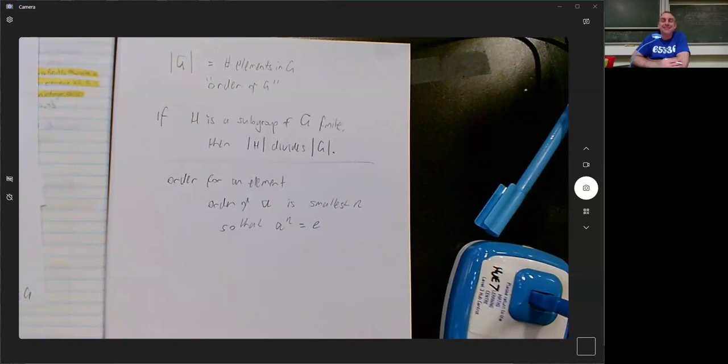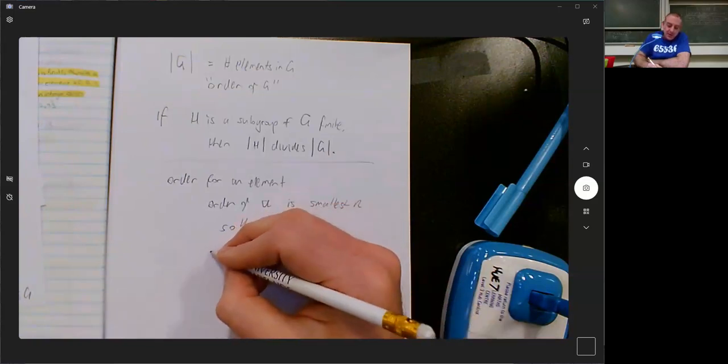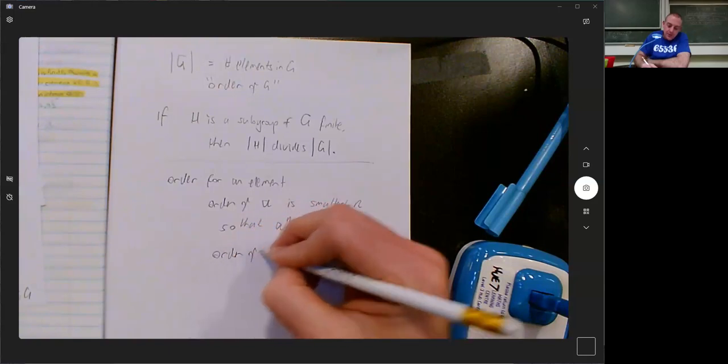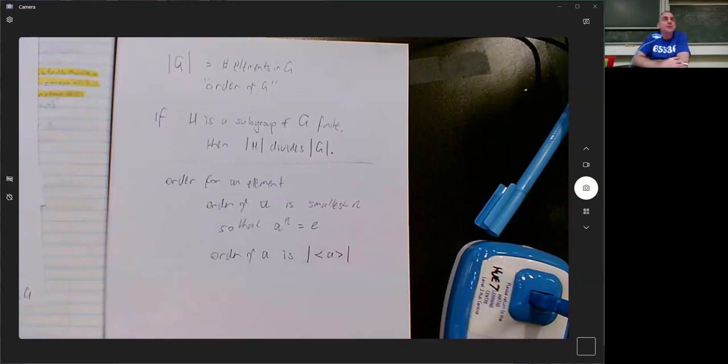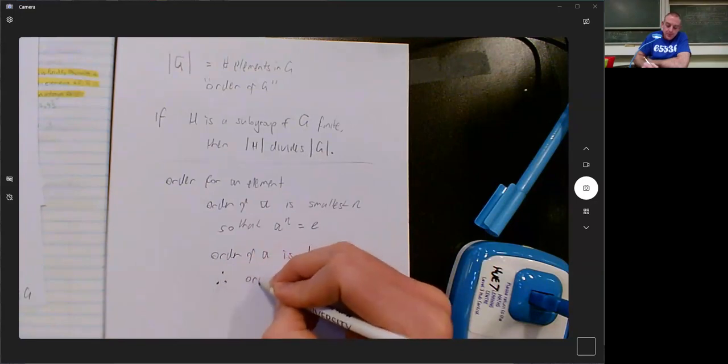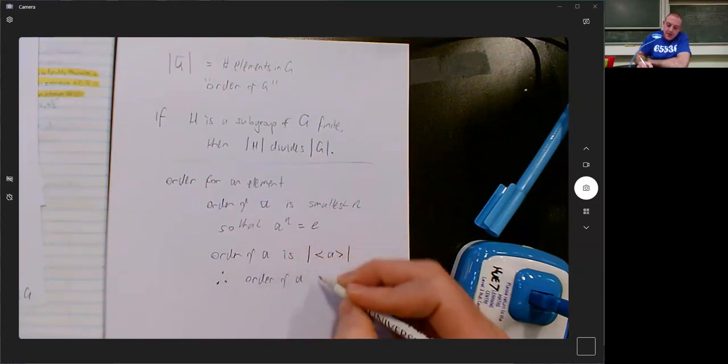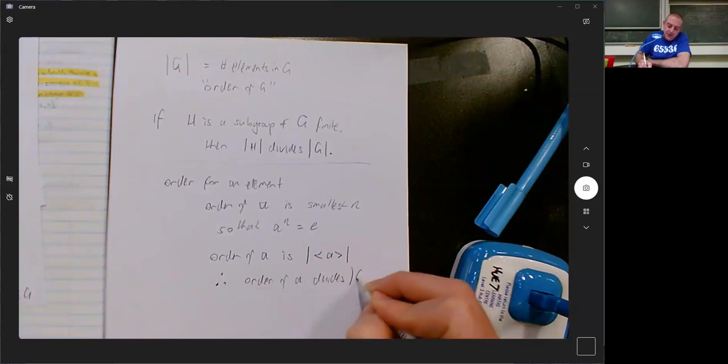And it actually happens to be that the order of A is the size of the cyclic group that A generates. Because the idea is you start with the identity and then you just keep going until you get back to the identity, and so the number of elements it takes to do that is the order, which is the same as the size of this group. And so therefore, the order of A divides the order of G as well.